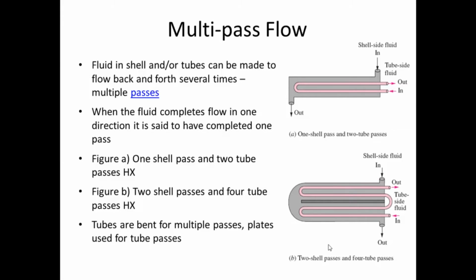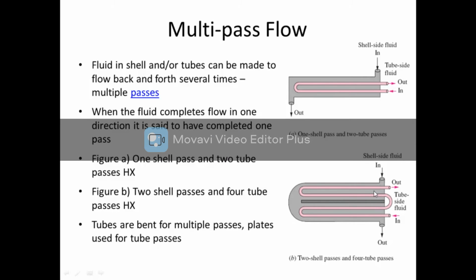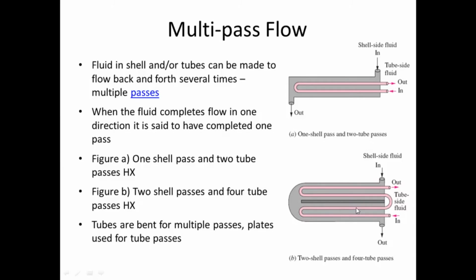The shell fluid enters here. There is a plate here which prevents the direct flow of shell fluid from the top to the bottom. So the shell fluid is also directed from the right side to the left side. So that gives it one pass, and it goes through the space here to the right end again, making it the second pass. So we have a 2 shell pass and 4 tube pass heat exchanger here.